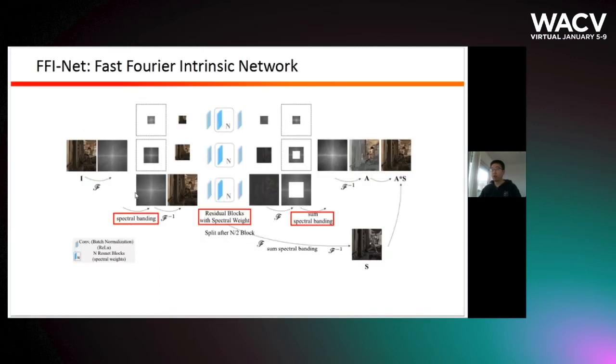First, the overview of our Fast Fourier Intrinsic Network, where you can see we have an input image. It is first transformed into the Fourier domain to create multiple low-pass filtered feature maps. And then they are fed into the spectral residue block for further processing. Eventually, we associate ground truths of spectral bandings such that all the spectral banding maps will be summed up together to predict the final prediction of either albedo or shading.